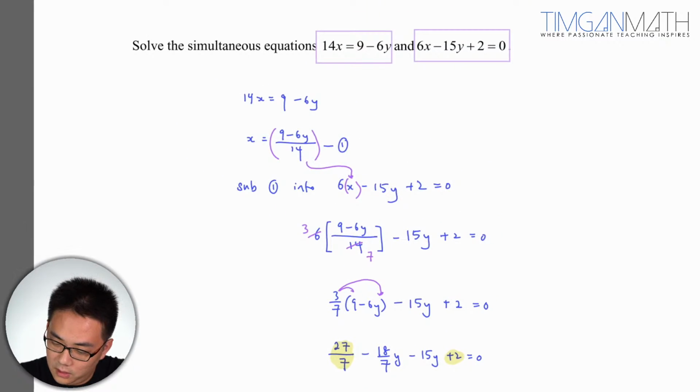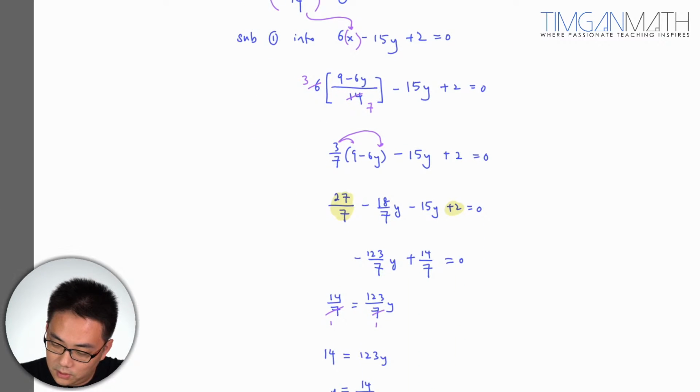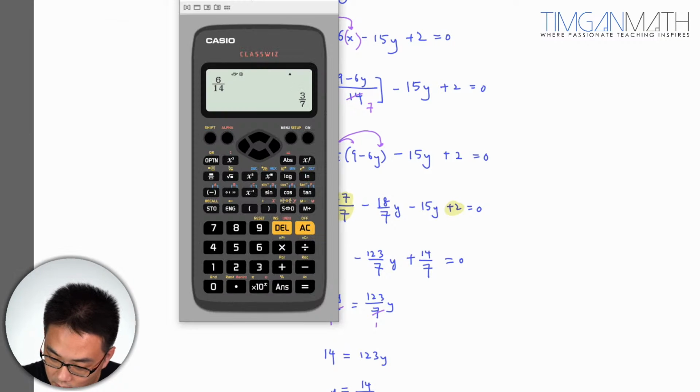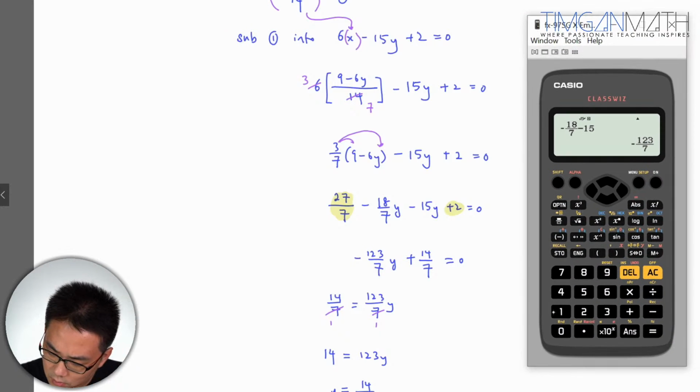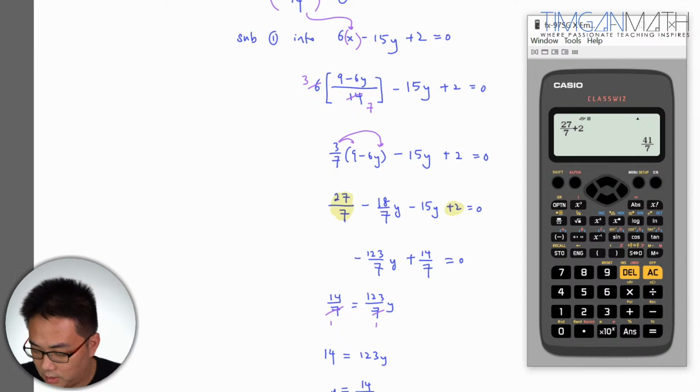15y plus 2, 6x. One way to check your answer is also to key in the calculator, maybe I keyed in the calculator wrongly. Negative 18 over 7 minus 15y. That's correct. 27 over 7 plus 2 is 41 over 7, that's correct. So 123 over 14.